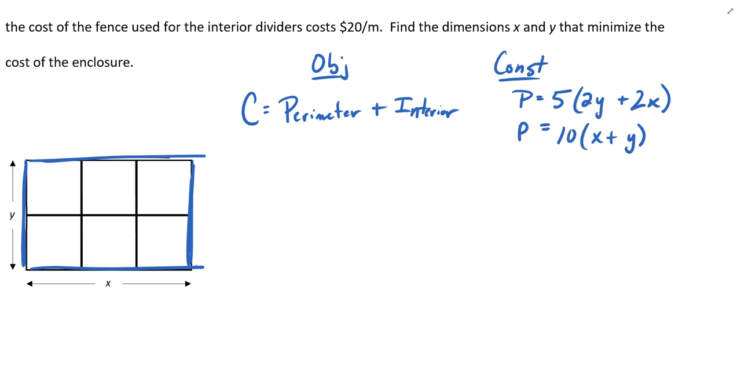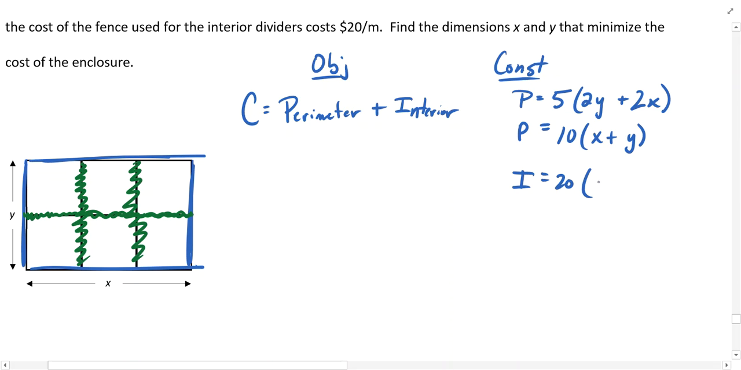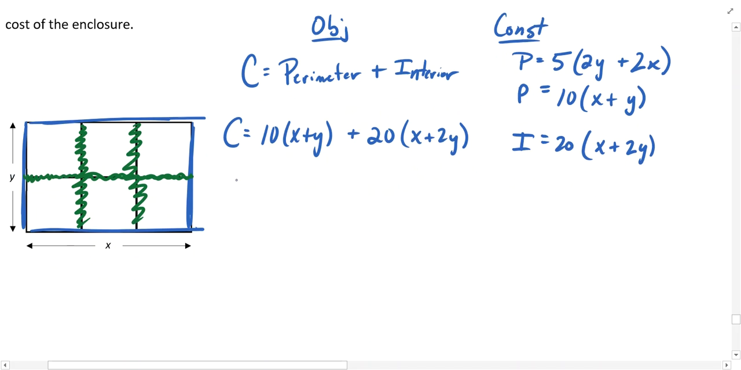Now our interior, on the other hand, and I'll use a different color here, has one x value, so this whole length is x, and then we've got two y values, and the interior costs $20 per meter, and that's going to be 1x plus 2y. And so when we write our cost function, we have 10 times x plus y plus 20 times x plus 2y. It might be nice to distribute actually. I thought maybe factoring this would be good, but we'll have 10x plus 10y plus 20x plus 40y.